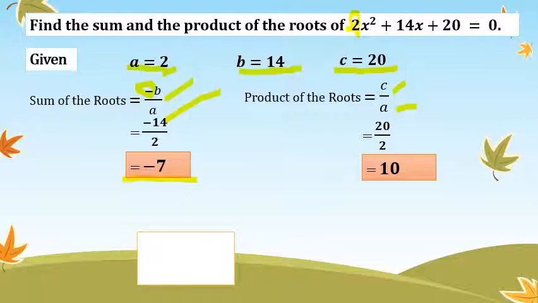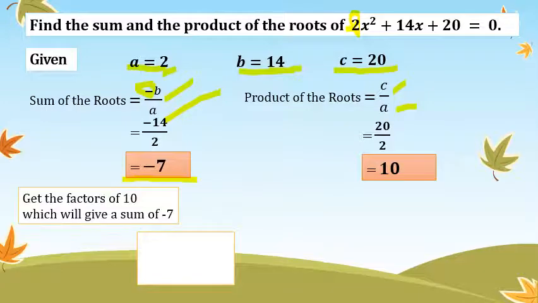Para ma-check natin kung tama ang sagot, get the factors of 10 which will give a sum of negative 7. Ano ang ibig sabihin nito? Maghahanap tayo ng numbers na kapag minultiply, 10 ang sagot. Then, kapag inadd, ang sagot naman dapat ay negative 7. So, mag-iisip tayo ng factors ng 10. Ano ba ang mga factors ng 10?